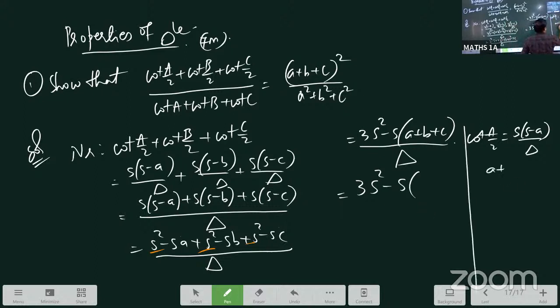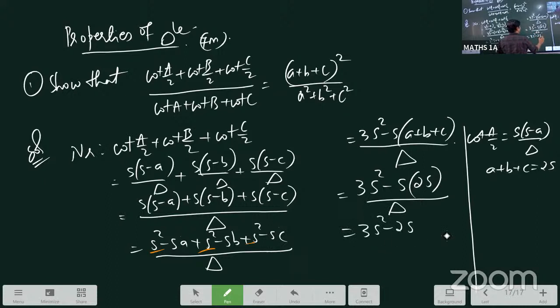That is equal to 3S square minus S into, what is the next formula? A plus B plus C, the perimeter of a triangle, is 2S. So I am going to replace this with 2S. Now 3S square minus 2S square by delta, that is equal to S square by delta. This is the simplification of the numerator. Keep it like that. Next, take your denominator.